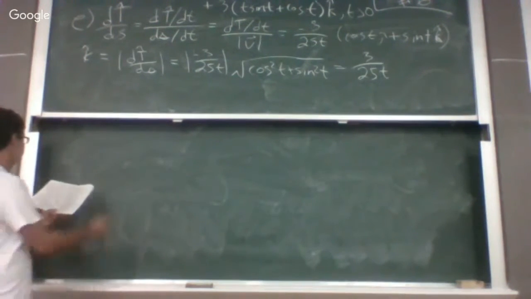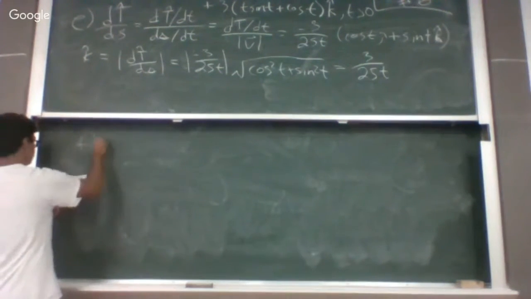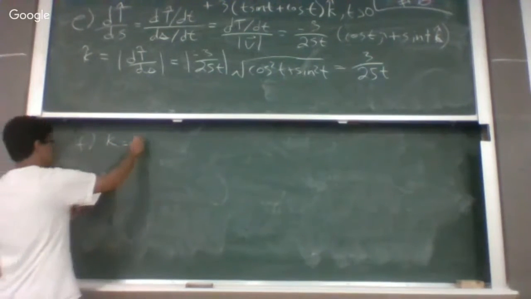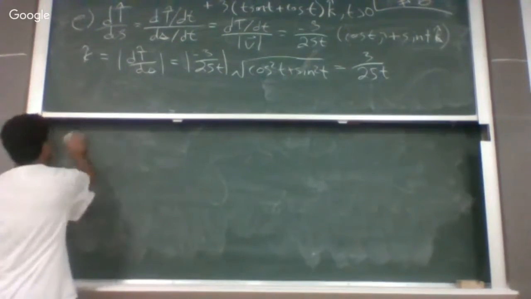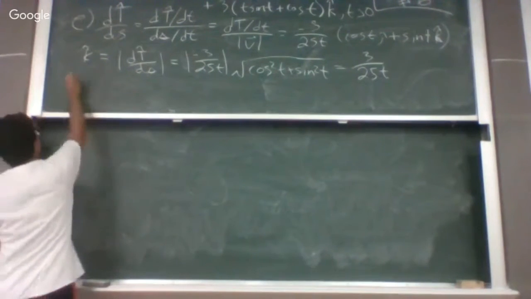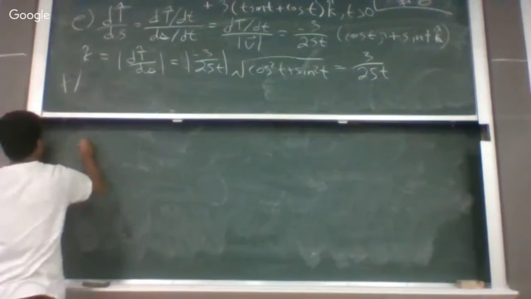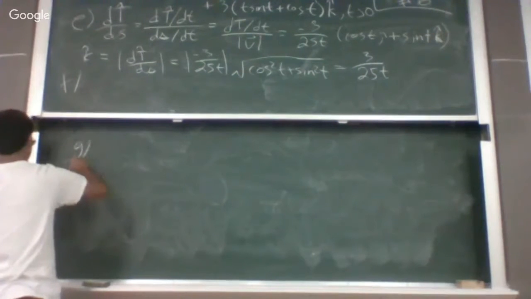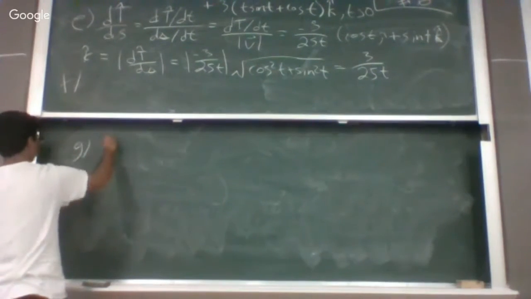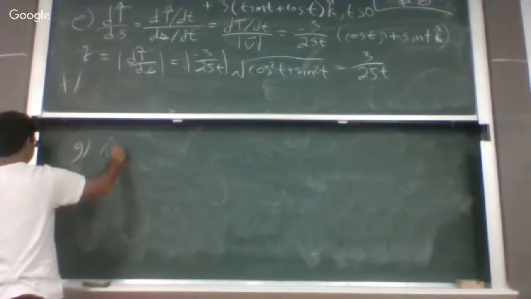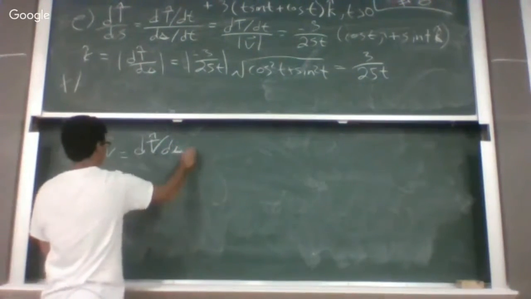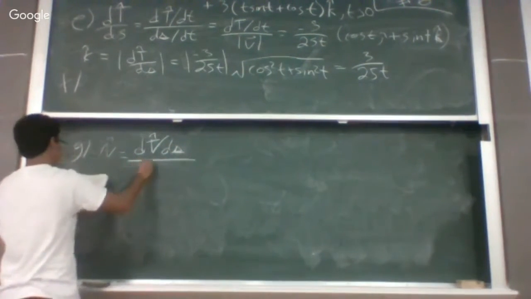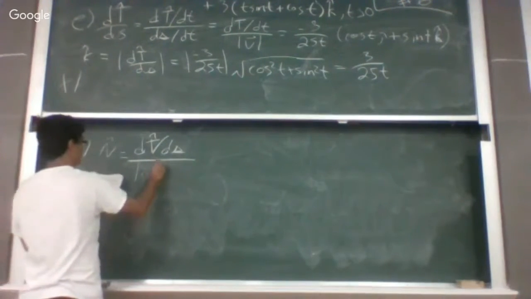Part F is finding kappa, which we just found. Part G, did I not label it? That was F, so now we have G. That's finding the normal vector, which is equal to dT/ds divided by the magnitude of dT/ds.